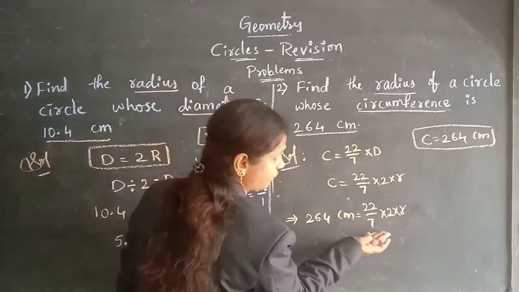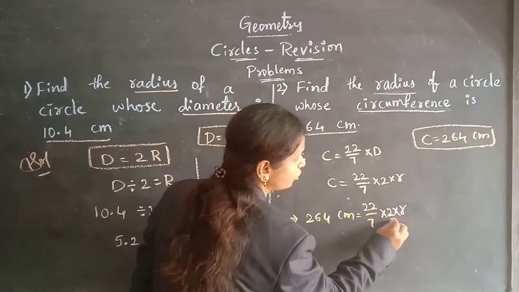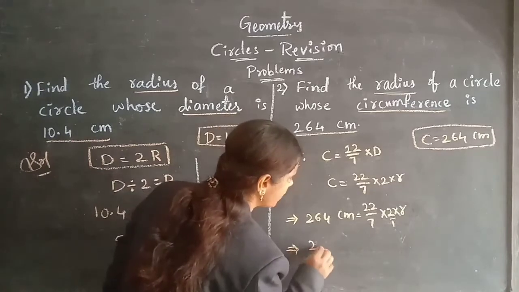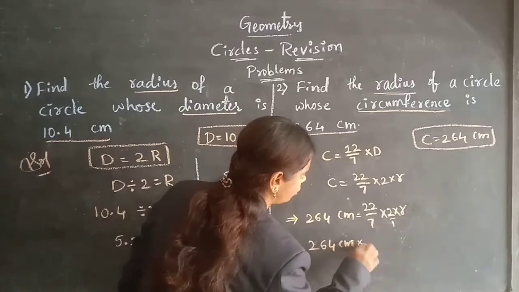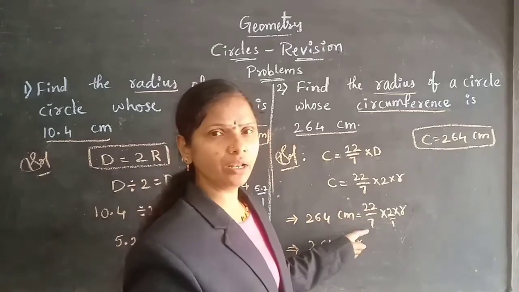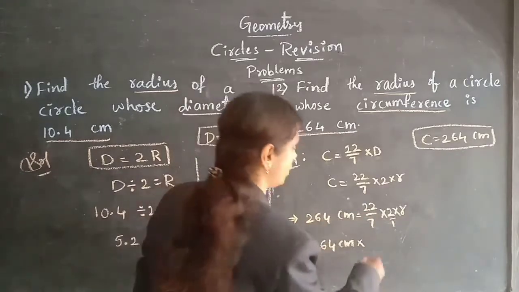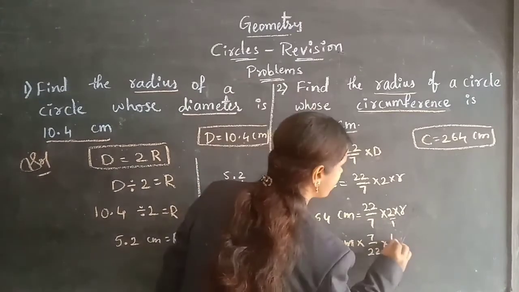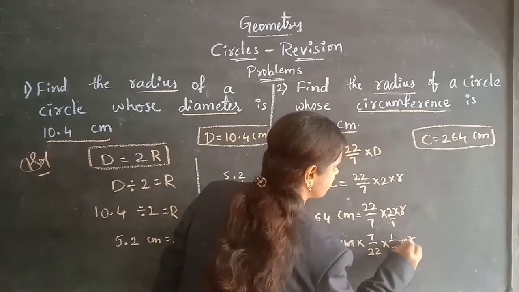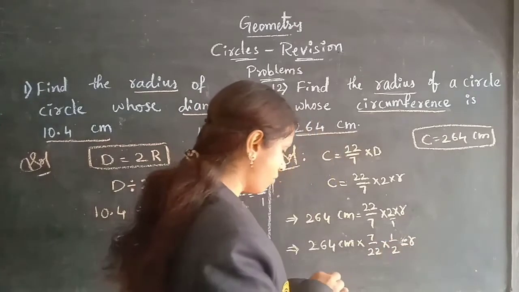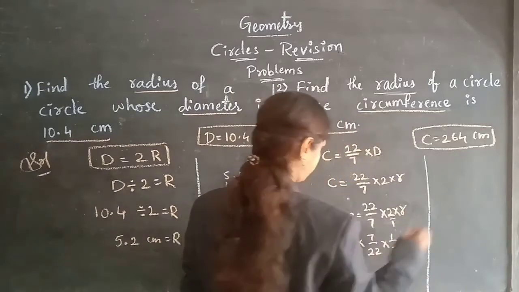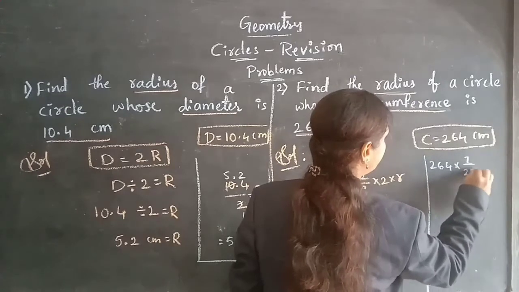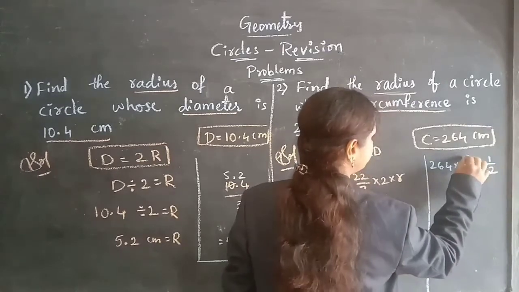So I can shift the 22 by 7 and 2, nothing but 2 by 1, these two numbers to this side. So 264 centimeters into, when I shift the 22 by 7, we need to write its reciprocal, nothing but 7 by 22, and here also I write its reciprocal, 1 by 2, is equal to radius. Now let's calculate the value here: 264 into 7 by 22 into 1 by 2.